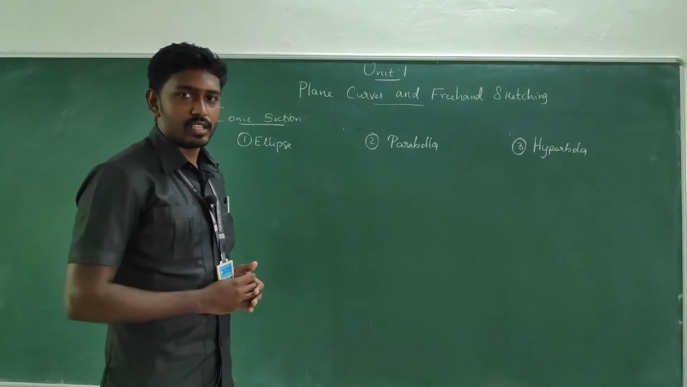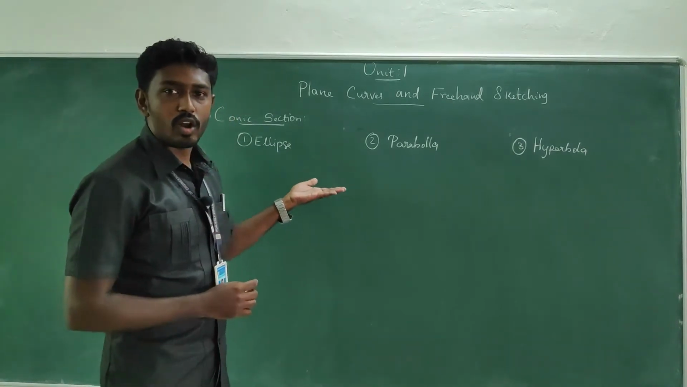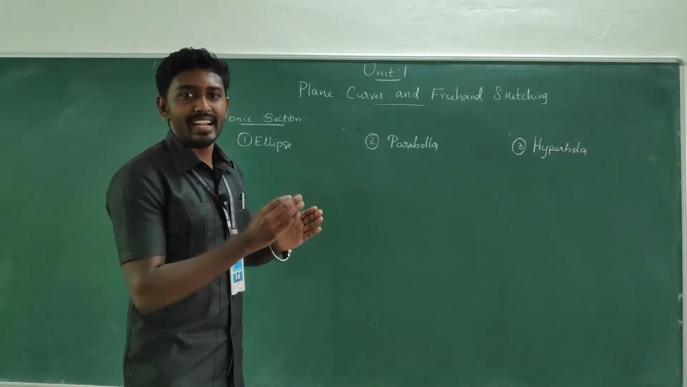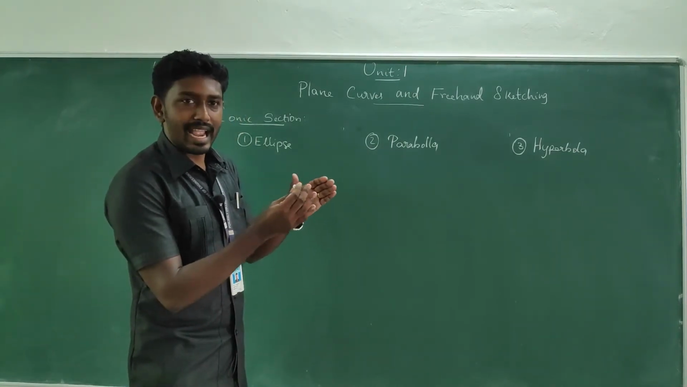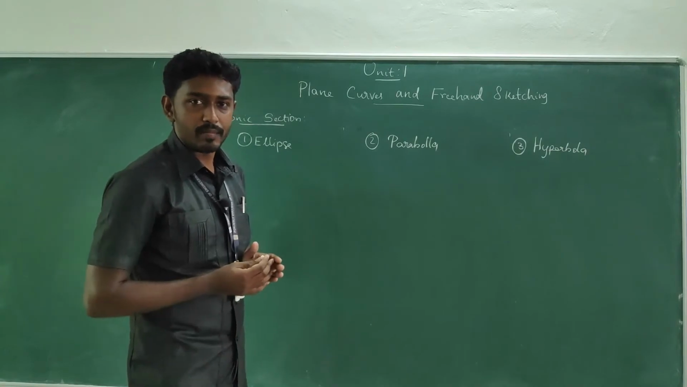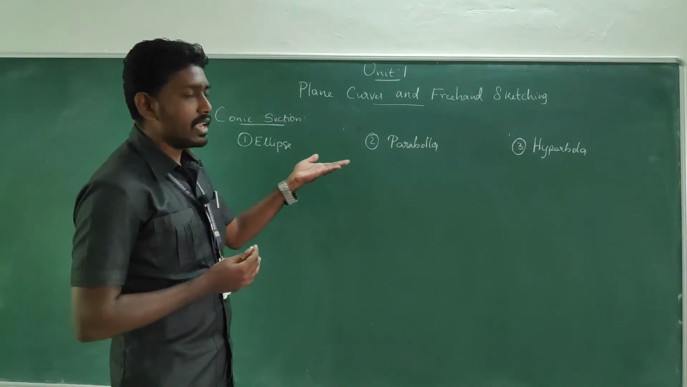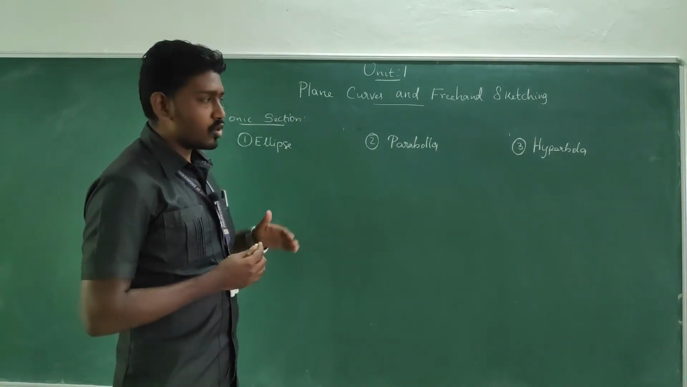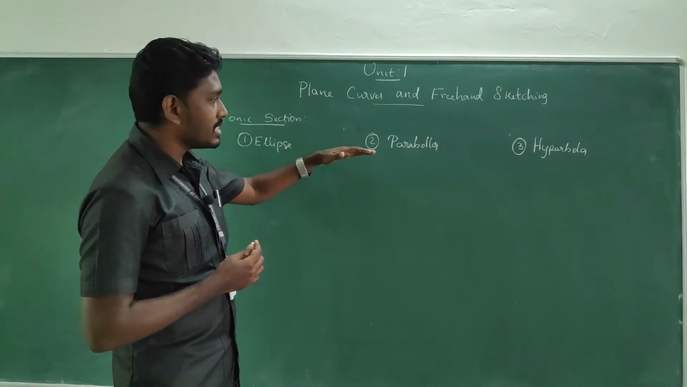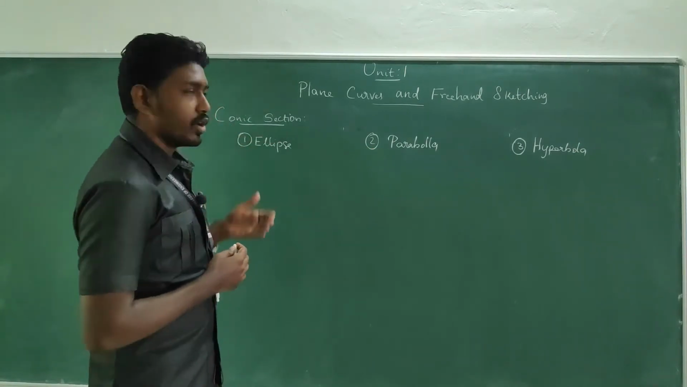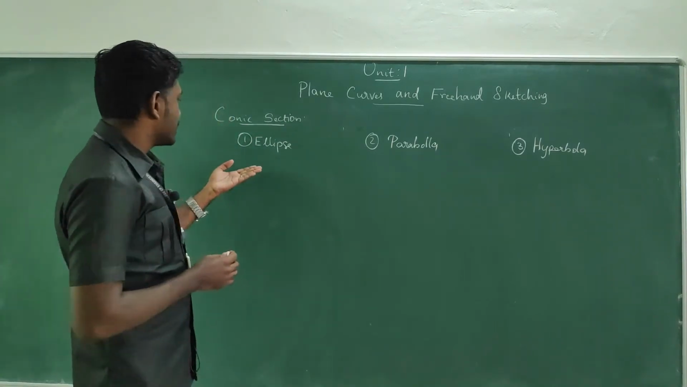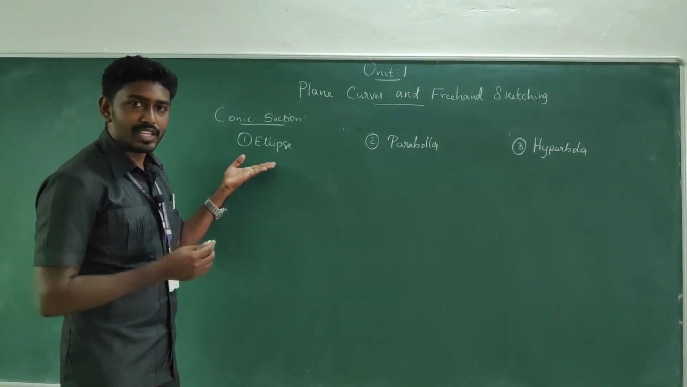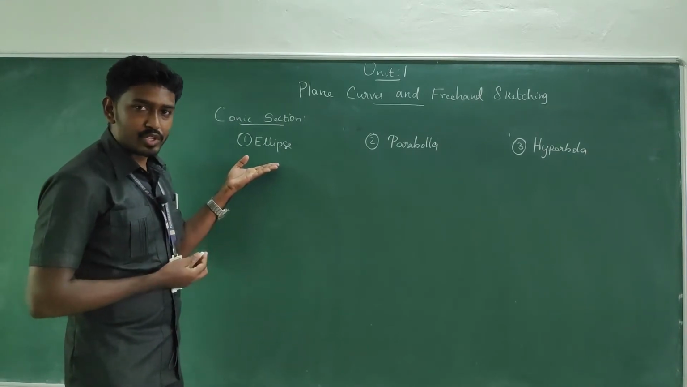Why? Because these curves are obtained from the right circular cone. When the cutting plane is in different positions, what happens? These three curves are formed. So in a general manner, we call these curves conic sections or conic curves. So first of all, we shall know about the ellipse and we shall learn how it is obtained.